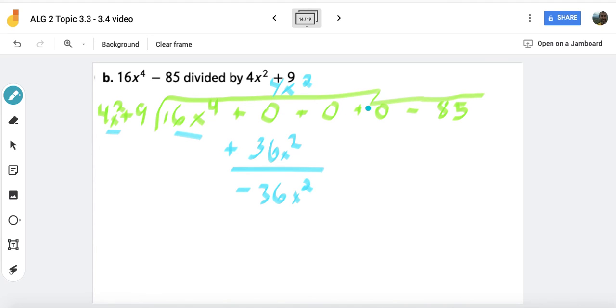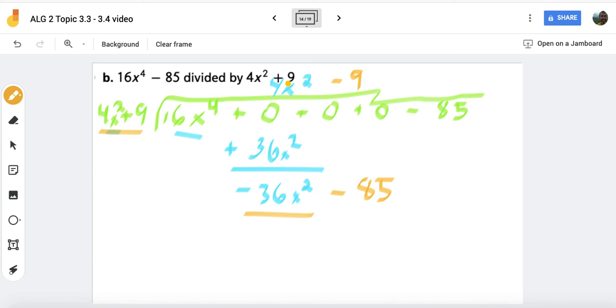And even though I wrote all those zeros, because I multiplied by 4x squared and 4x squared, and 4x squared times the 9, it came out to 36x squared. I actually don't have to have all those terms, because if you look at that and look at that, the leading coefficients, I got negative 36 and 4, and the x squareds are the same, so I really just have to factor out a 9. Minus 9. So instead of bringing down 0, I'm going to bring down minus 85.